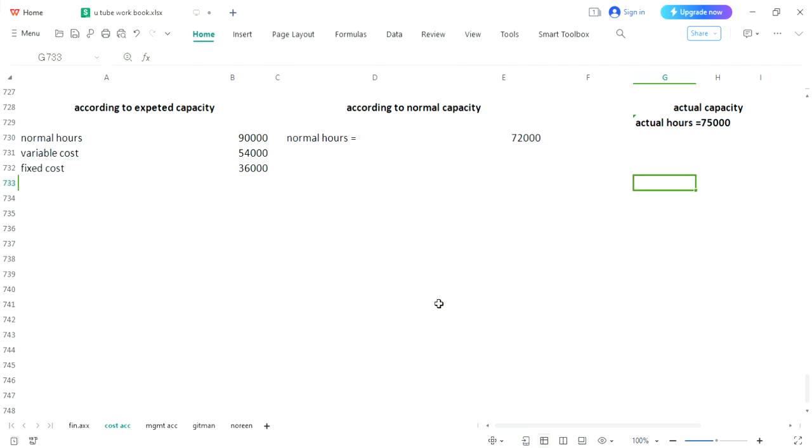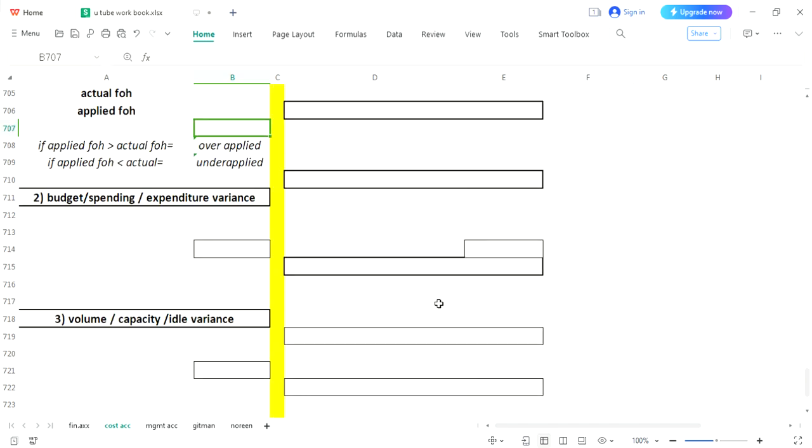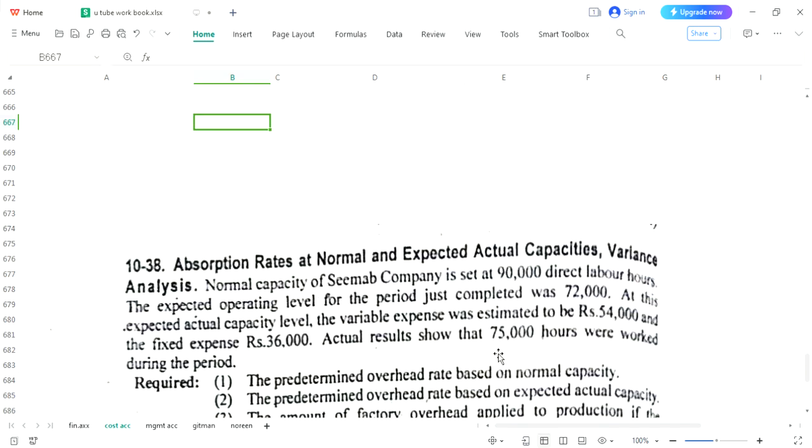There might be a question in your mind why we are doing this when everything is written in the question. Look, to proceed to the next steps, it is very important to separate expected, normal and actual capacity. Otherwise, it would be a little difficult for you to segregate these segments. Next thing is predetermined overhead rate based on normal capacity.